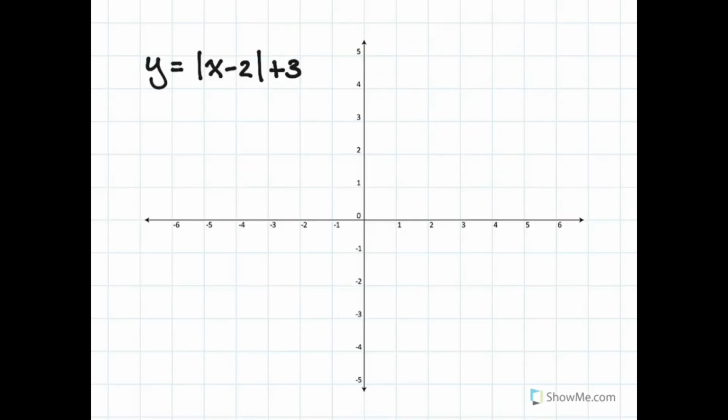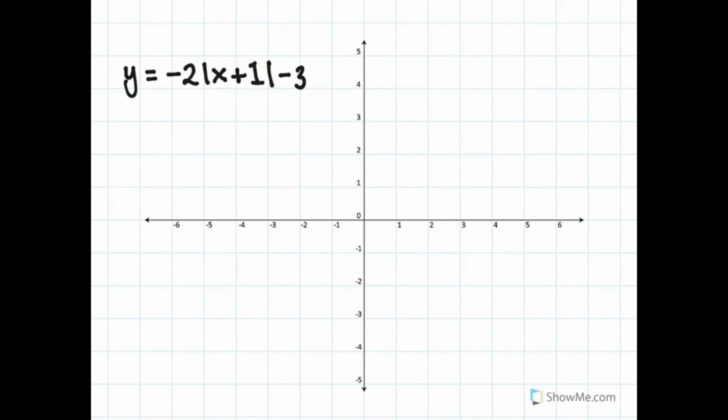The effects of the two different constants combine nicely. The plus 3 outside moves the vertex up to 3, and the minus 2 inside shifts the vertex right to 2. So the vertex of this graph is at the point 2, 3. There's no multiplier, so the slope is 1 on the right and negative 1 on the left. And we're able to graph this quite complicated equation just by looking at the constants and understanding how they work.